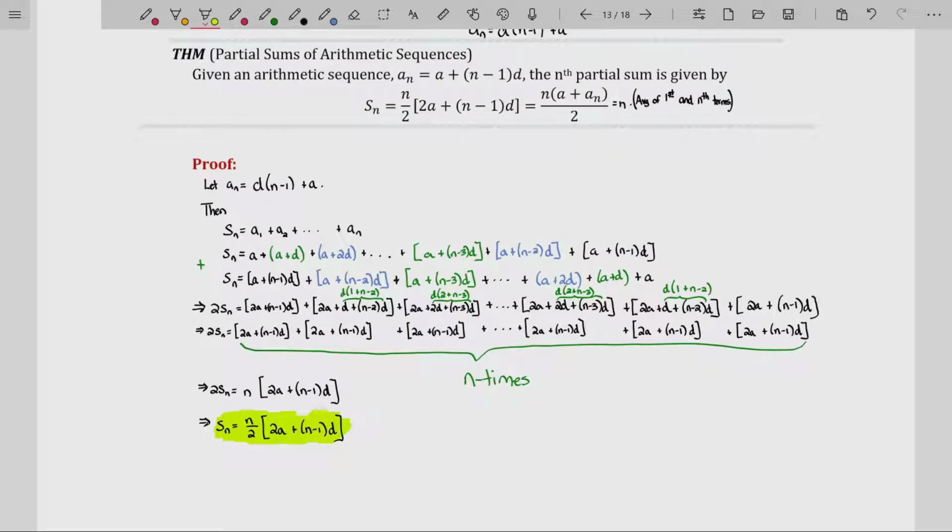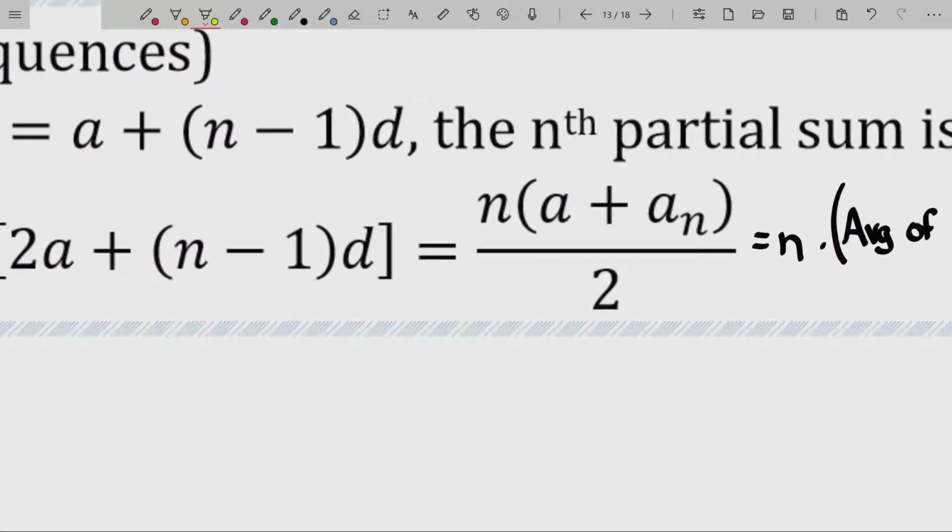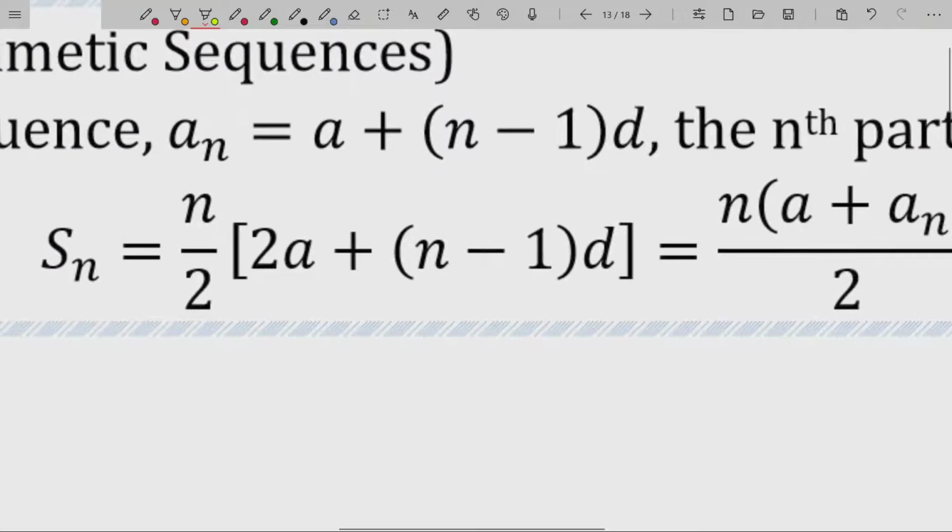The second formula, actually, I'll leave it to you to prove. It's not actually too terrible. All you need to know is what a sub n is. And a sub n is a plus n minus 1 d. Actually, I am kind of proving it verbally.